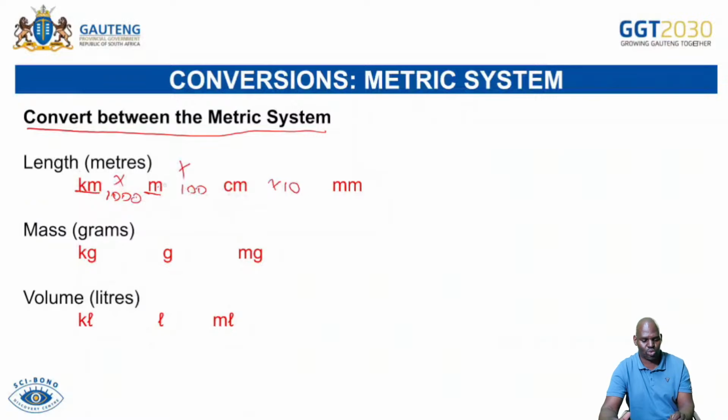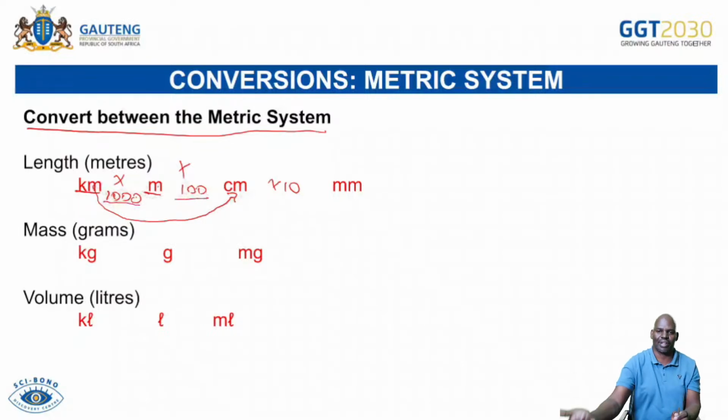So from a kilometer to a meter, you multiply by 1000. From a meter to a centimeter, you multiply by 100. And from a centimeter to a millimeter, you multiply by 10. If you have to convert from a kilometer to a centimeter, it means you're going to have 1 and 5 zeros. If you look at this one, it's 1 and 3 zeros, then 1 and 2 zeros. So from a kilometer to a centimeter, it's going to be 1 and 5 zeros, which is 100,000.